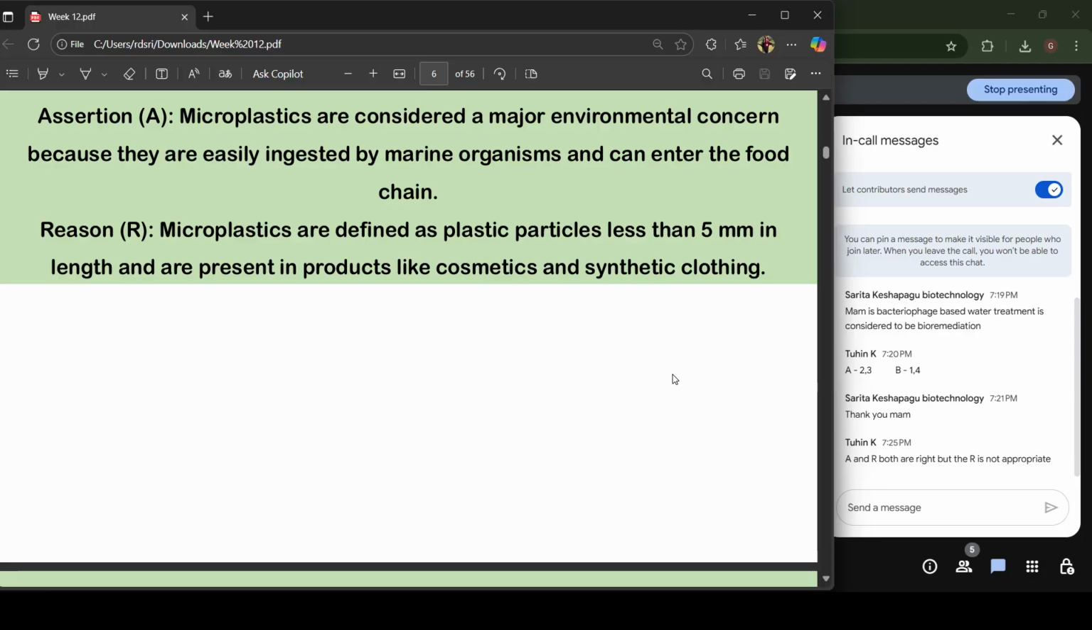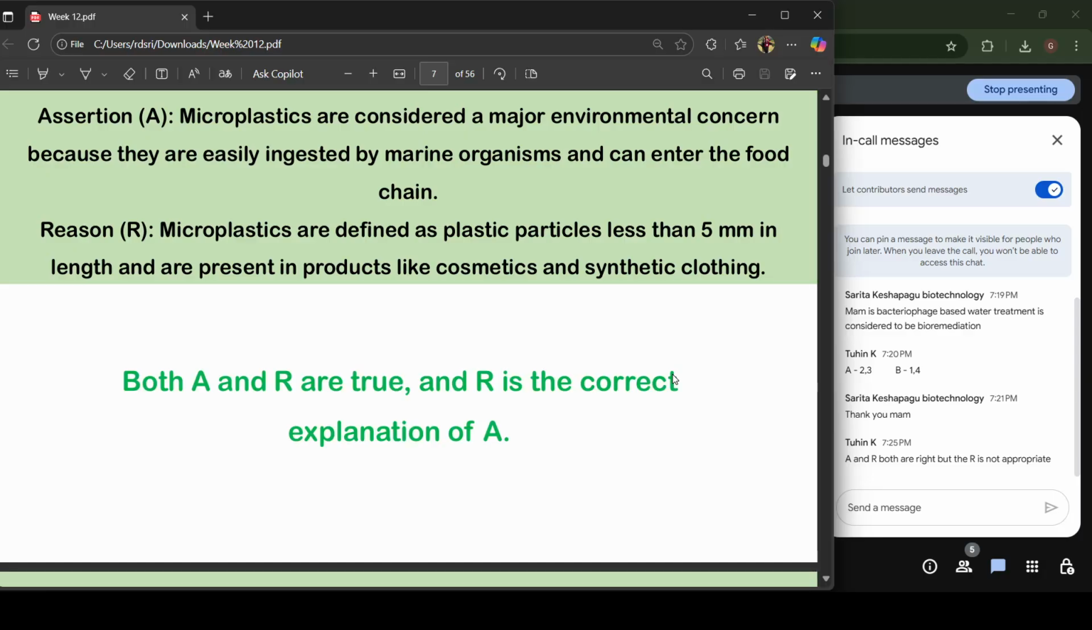Okay, so the assertion is microplastics are considered a major environmental concern because they are easily ingested by marine organisms and then they can enter the food chain. The reason is microplastics are defined as plastic particles less than 5 millimeter in length and are present in products like cosmetics and synthetic clothing. So here both are right, and the reason is explaining the assertion, though it seems a little far. It explains the assertion because only because of the size constraint, the microplastic is easily ingested by the microorganism. That fact is true. And this entering into the food chain is also true.